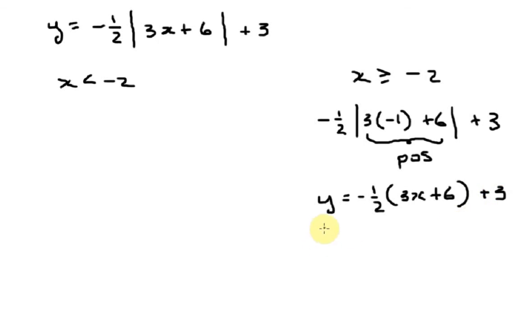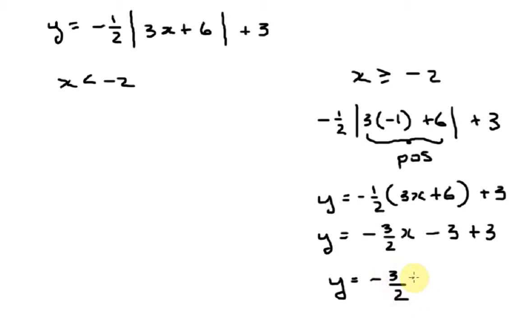Okay, and that would be true. So I'm going to just clean up the equation a little bit, make it look a little bit nicer. So we would have -3/2 x. Then -1/2 times the 6 would be -3, plus 3. And isn't that nice? They kind of cancel with each other. So the one side of our graph would be described by the line y equals -3/2 x. And that's the right side of the graph.